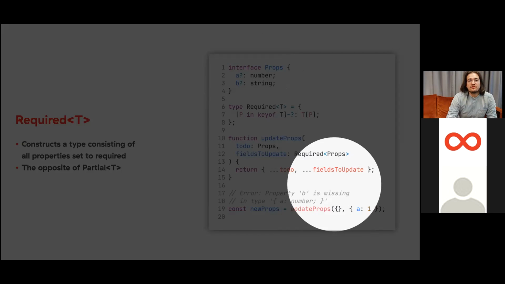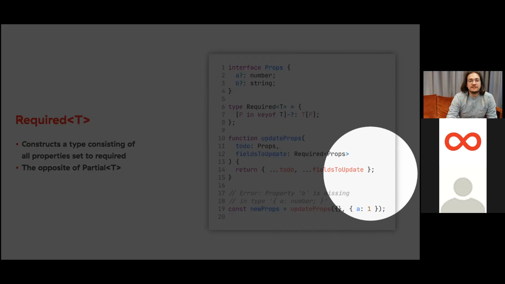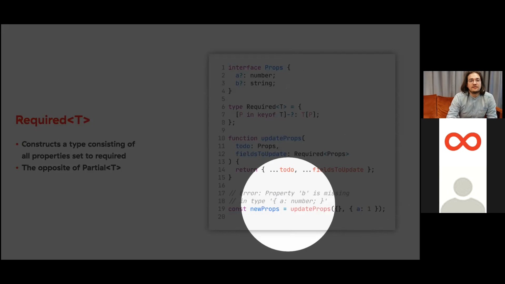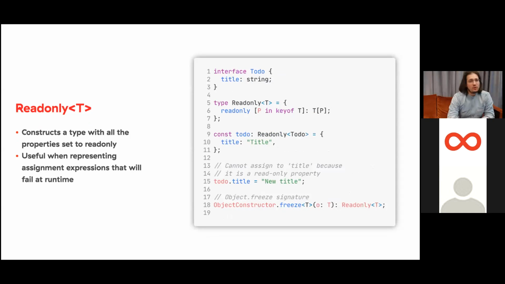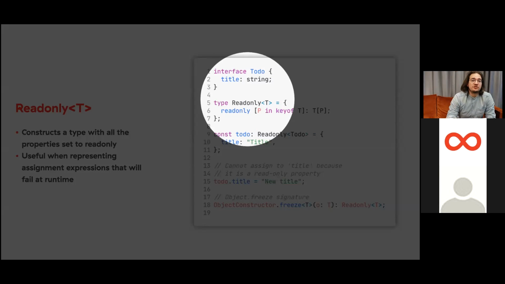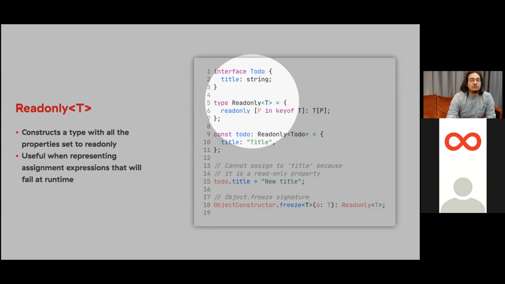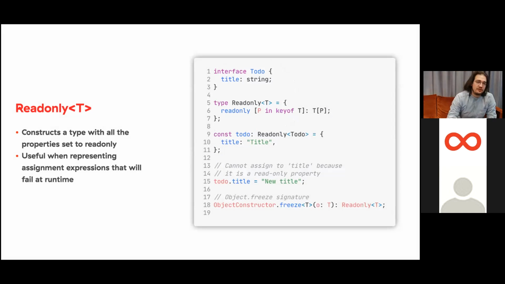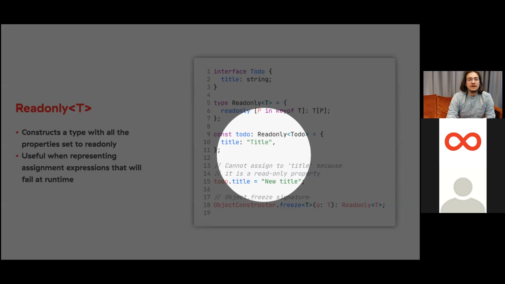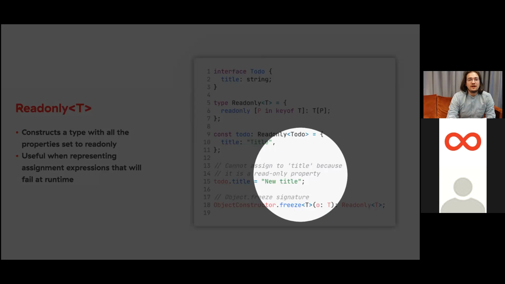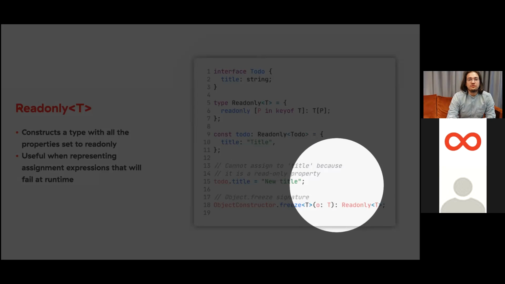So if we try to provide to the updateProps function just A, we will see that it will error and it will say that we need to provide the B property as well. We have Readonly, same thing. Instead of the question mark, we have the readonly modifier, and it will transform every property to be readonly. And you can see that if you check the TypeScript source, you will see that freeze actually uses Readonly.